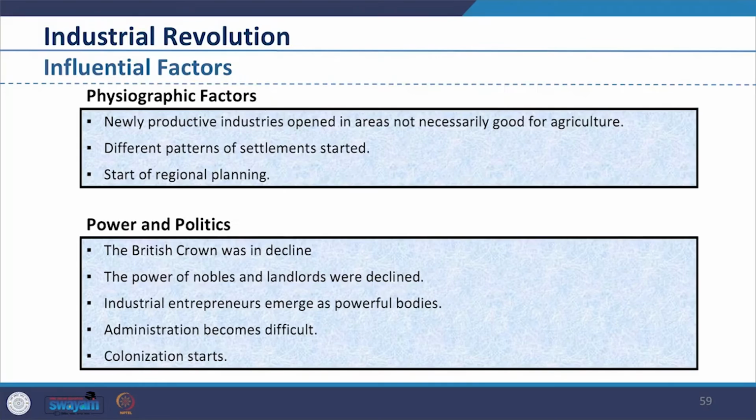Looking at the physiographic factors, newly productive industries opened in areas that were suitable for agriculture. Since people started moving and settling in different places near their workplace, it initiated the growth of different patterns of settlements. Thus, regional planning also started. We also see there was a change in power and politics. As the industries boomed, the industrial entrepreneurs emerged as powerful bodies. The British power started to decline, which also included the power of nobles and landlords, as administration became difficult, hence colonization started.